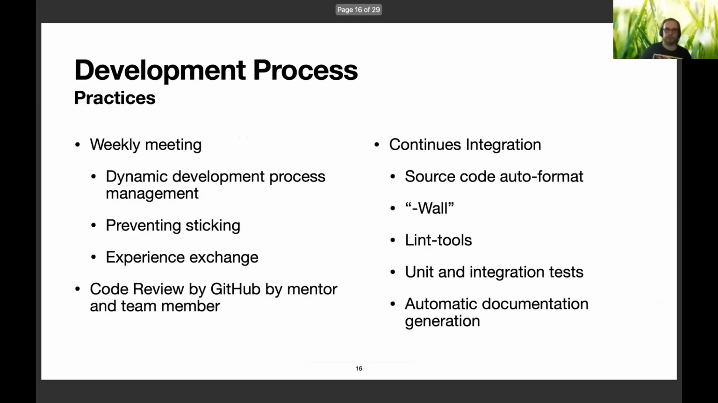But before I go deeply into technical details and verification methods, I will speak a little bit about our development process. As you remember, the NITA project is a research pet project. So we use the following practices in our project.